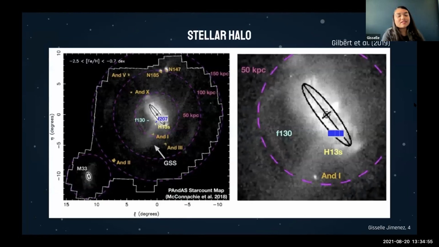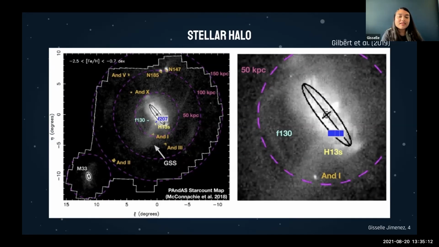So a stellar halo is composed of stars that orbit around the center of a galaxy at various speeds and distances. These differ from the stars in the disk of the galaxy, since those do orbit around the center of the galaxy at fixed speeds and distances.